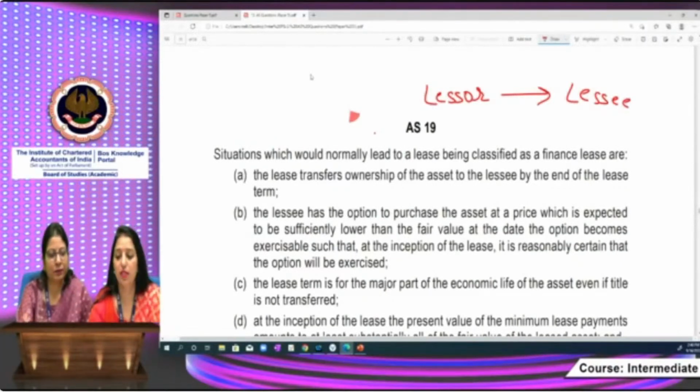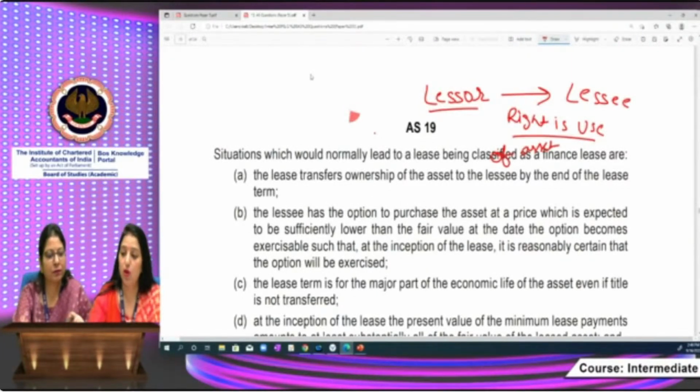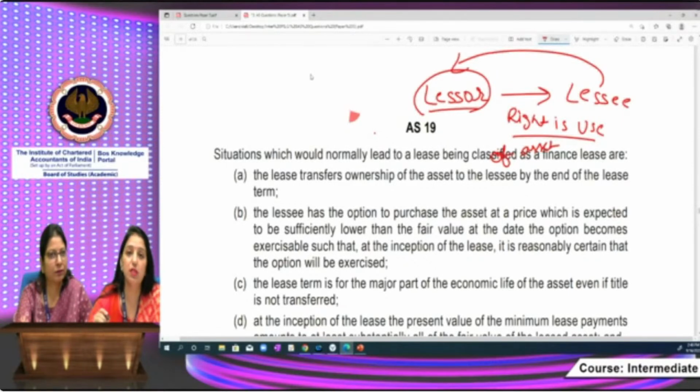So the lessor decides that he will give the right to use. What he is conveying is the right to use of the asset to the lessee for a period, for a year, and on the basis of this, the lessee gives him some consideration, not in kind. This consideration is known as the lease rent. And on the basis of this, AS 19 provides a provision on how you will treat it.